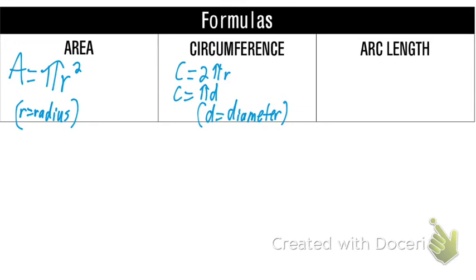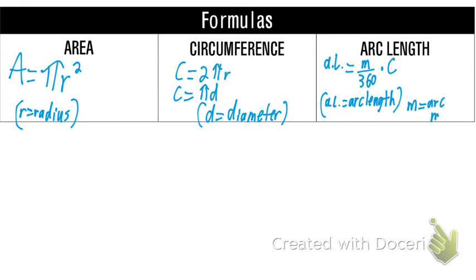Arc length, which I'm going to call AL, is equal to, I'm going to call it M divided by 360 times C, where M is the arc measure, which we'll talk about more later. And C is the what from earlier? Circumference.